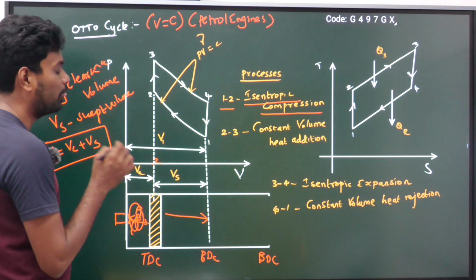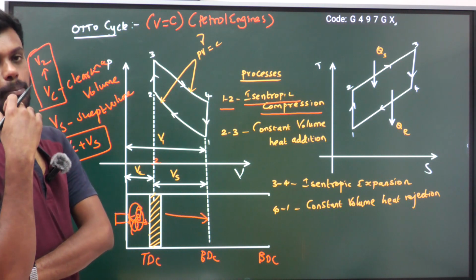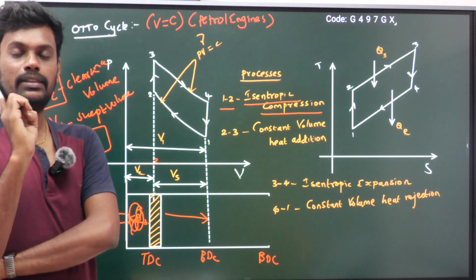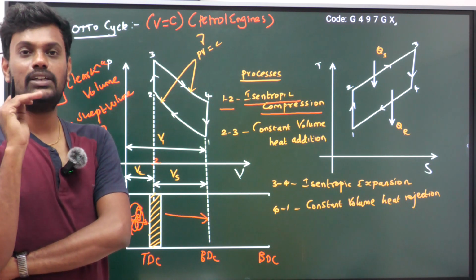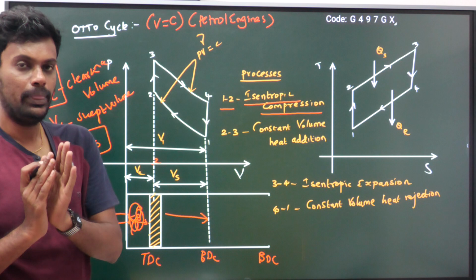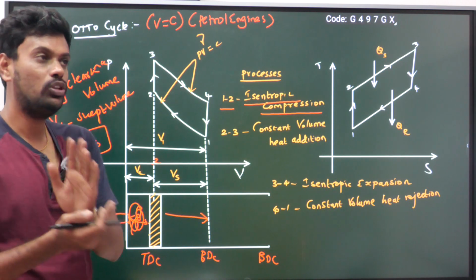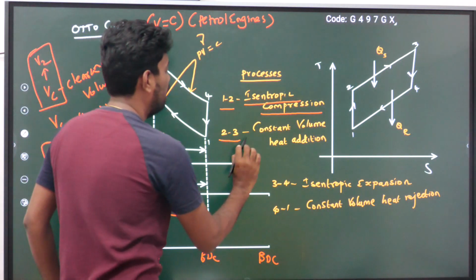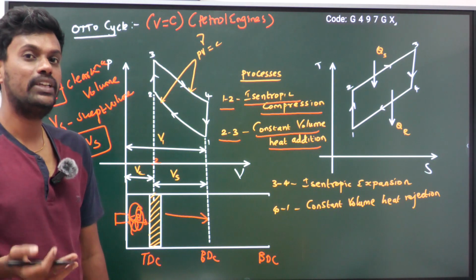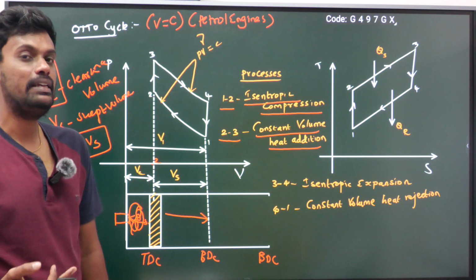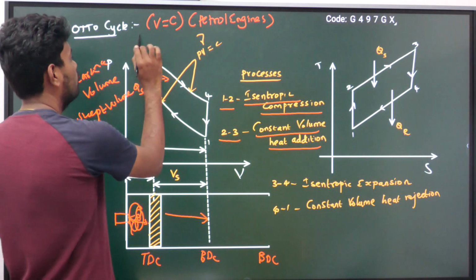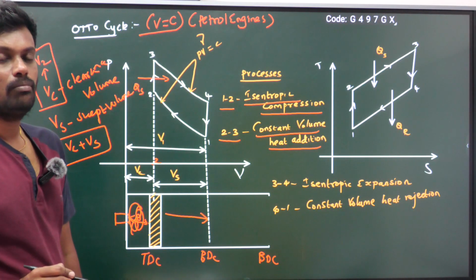But during the combustion process, the piston will not move. It will stay at that position for a small fraction of a second. It will not start moving from this point to this point. But you are adding heat to the engine cylinder, so process 2 to 3 is constant volume heat addition. I am adding heat to the system, but there is no change in the volume. Volume remains constant, but heat is added to the system, that is Qs. I am adding the heat at constant volume. That's why this cycle is also called the constant volume cycle.